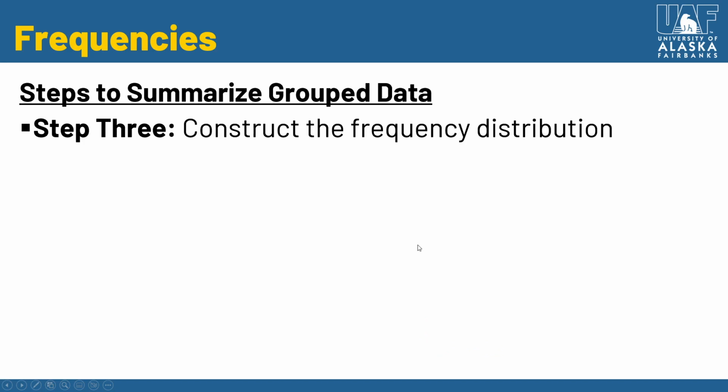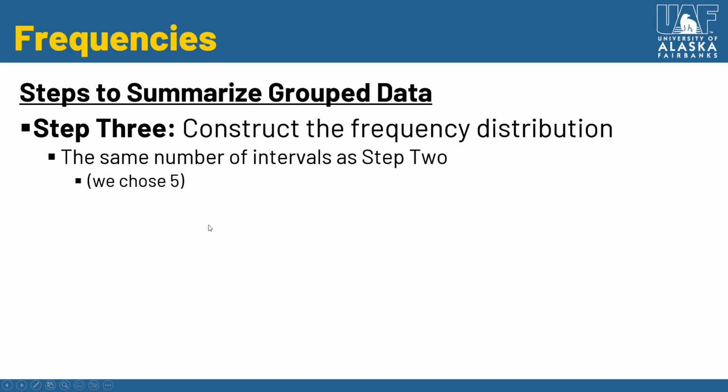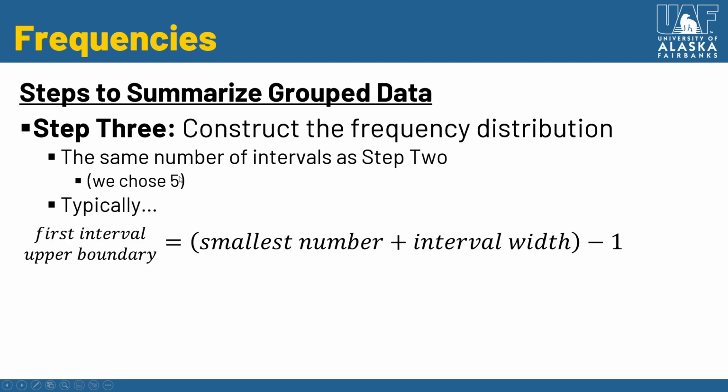And so now let's construct the distribution, right? So we're going to use the same number of intervals as what we just chose. That's pretty obvious. And so to begin building this, let's start with the first interval. Typically the lower boundary of that is just the lowest number, right? In this case, it was 2, because our range was from 2 to 19.